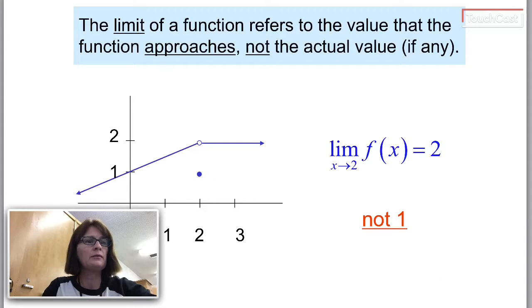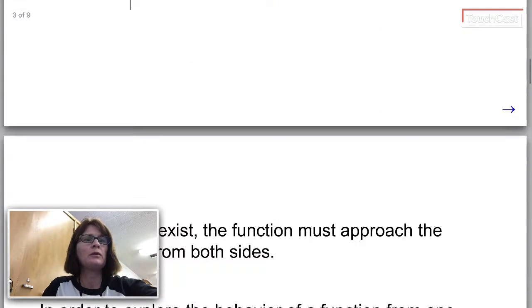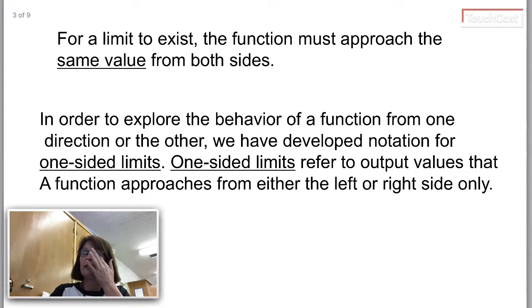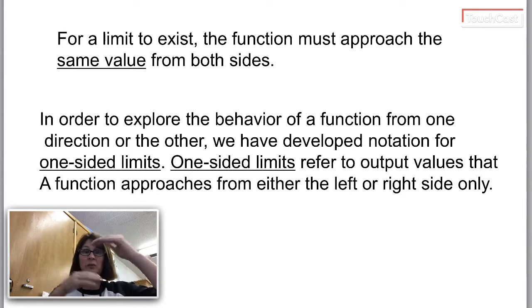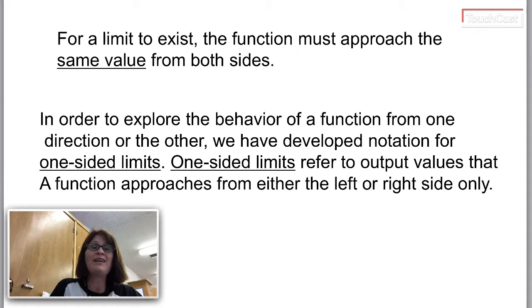Let's clear that. Come here. So we said today that for a limit to exist, we have to approach the same function value from the left and from the right. So in order for us to be able to talk about what a function does from the left and what it does from the right, so that we can compare them and make sure that they're the same, we've developed a notation for what we call one-sided limits.